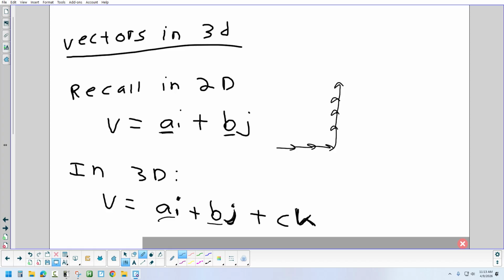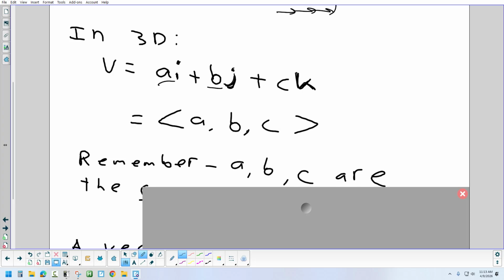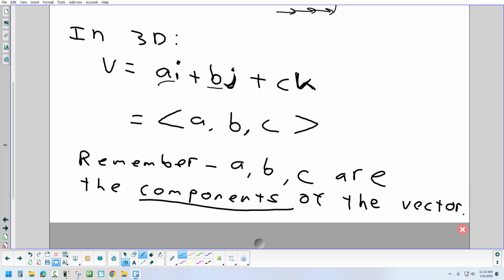So the unit vector i is 1 unit long on the x-axis, j is 1 unit long on the y, k is 1 unit long on the z. So now we could stack some k's together coming out from the board, and we could connect where we started to where we finish in 3D. Okay, so remember, A, B, and C, those are the components of the vector. If you don't want to write it in the unit vector form, you can also write it with the angle brackets, just like we did with 2D.